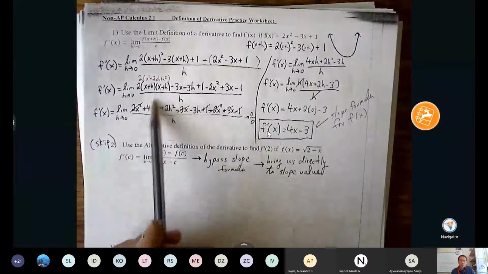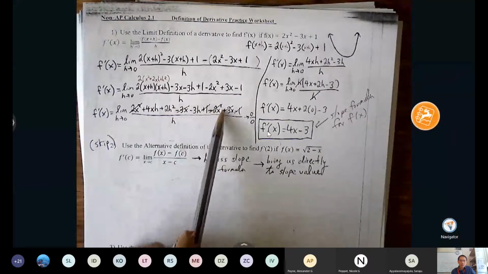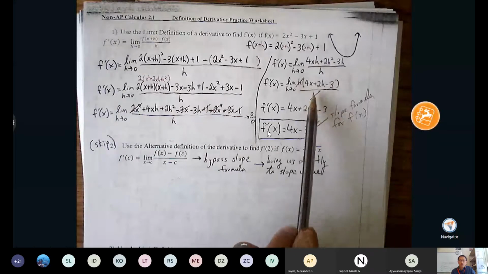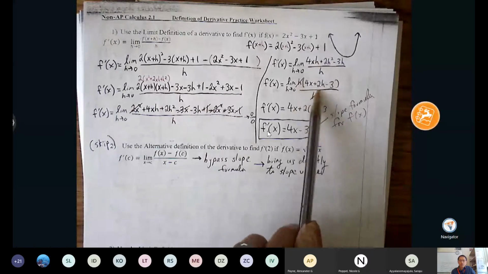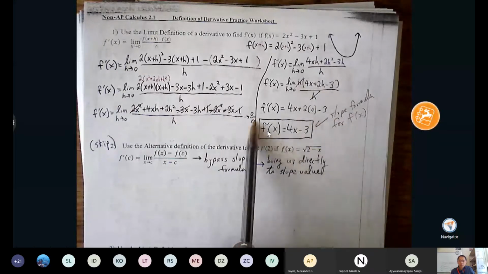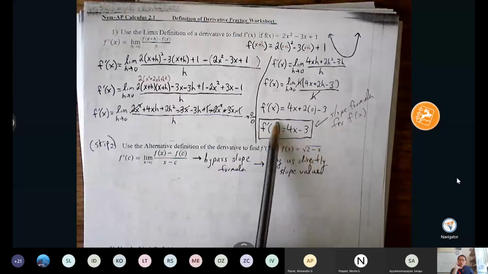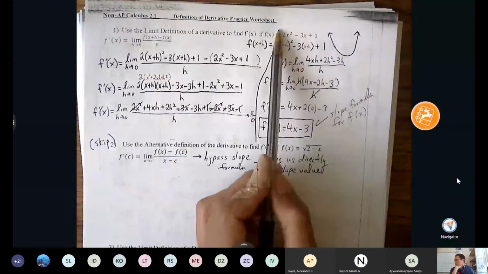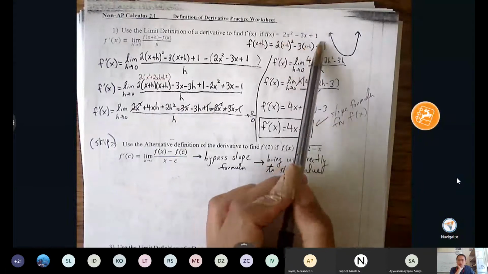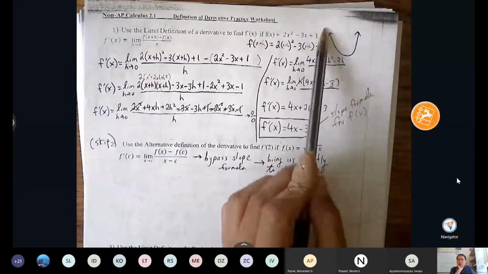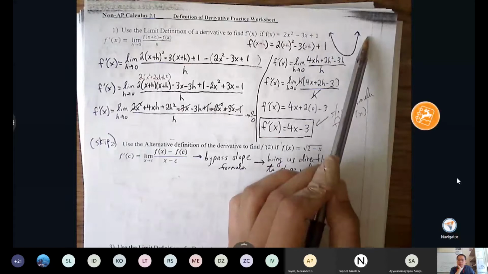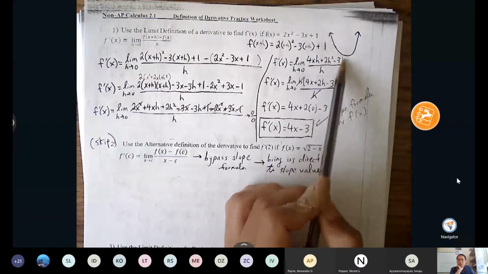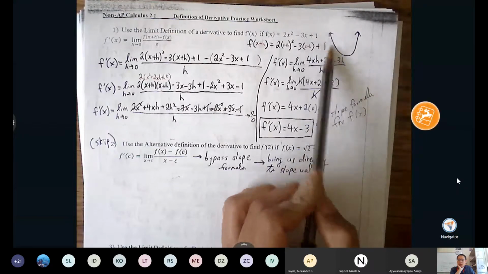Clean up, combine like terms, all the non-h terms will go away, and we're only left with terms that have h's in it. We factor the h out, reduce, reevaluate, and what we get back in return is the slope formula for this original function. So 2x squared minus 3x plus 1 is just the shape of a parabola. But now we have something that can give us additional information about this curve.